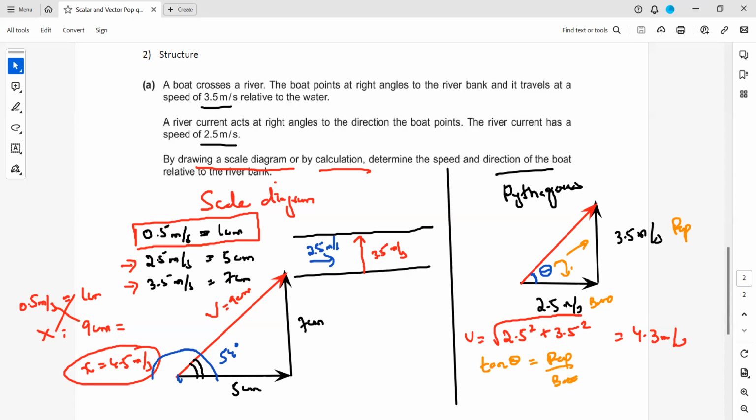So tangent theta is perpendicular divided by base. The perpendicular is 3.5 and the base is 2.5. If we need theta, we take the tan inverse. So theta equals tan inverse of 3.5 divided by 2.5. What will be the value of theta? When you work it out, it will be about 54. So you will get the same answer.